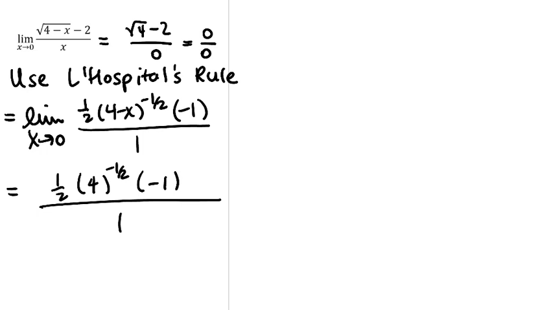And 4 to the negative 1/2, I'm going to take the square root of 4 for the 1/2 power, and that's 2. And then I'm going to take the negative 1 power of that, so that's going to turn it into 1/2. So I've got half of half is a fourth times negative 1 is negative 1/4. And that's what you would find if you multiplied by the square root of 4 minus x plus 2 over the square root of 4 minus x plus 2.